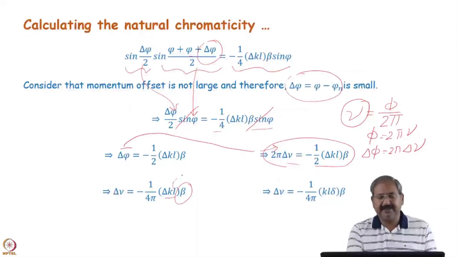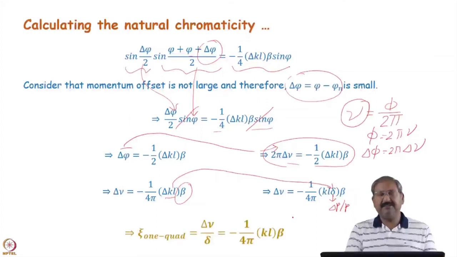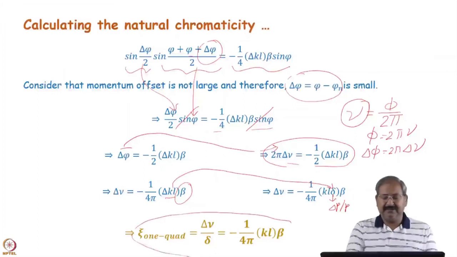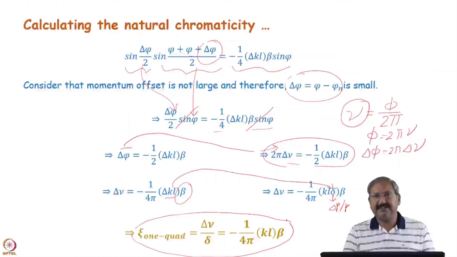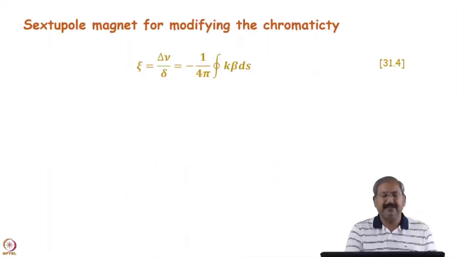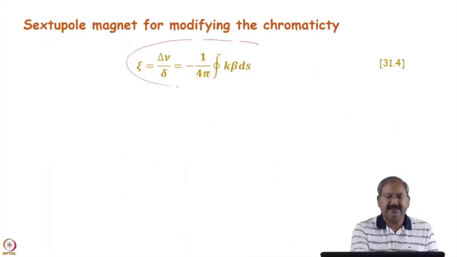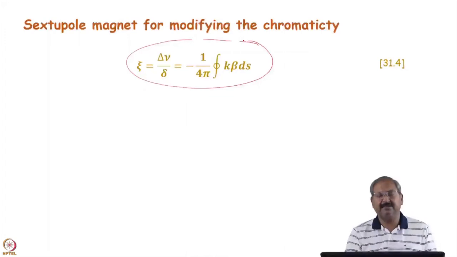Now this delta K L we have calculated earlier will be equal to K L delta, where delta is delta p by p. So this will be the chromaticity. Now you can see that this chromaticity is calculated only for one quadrupole. So for calculating the whole lattice, we have to integrate this formula over the entire circumference. So this is the chromaticity for the synchrotron, or a complete ring.